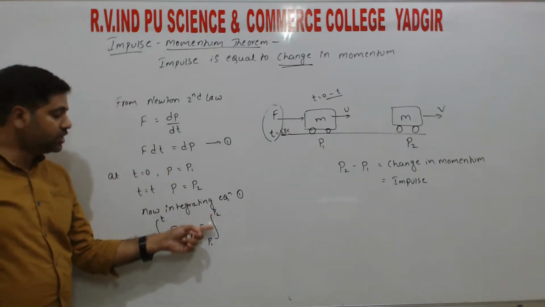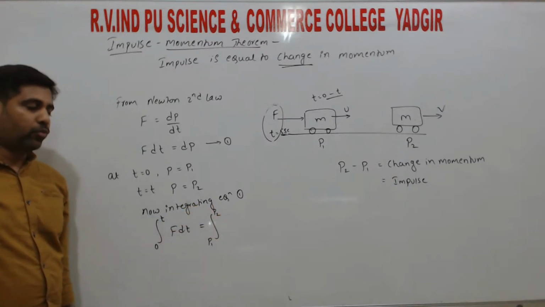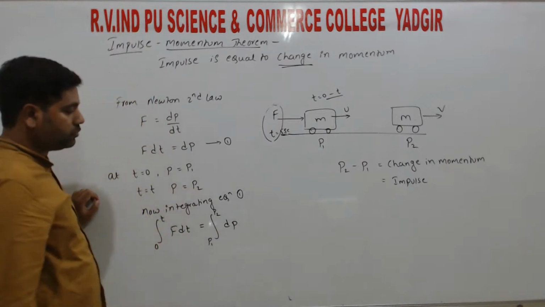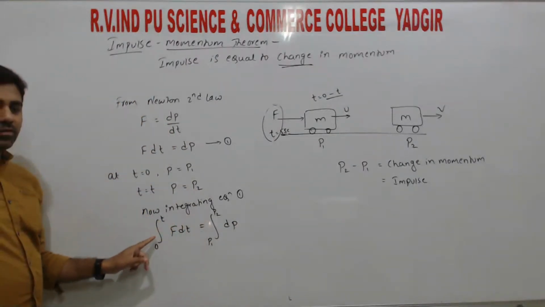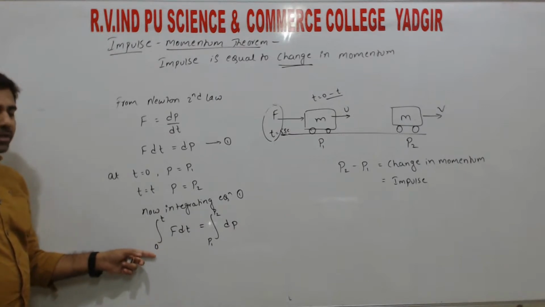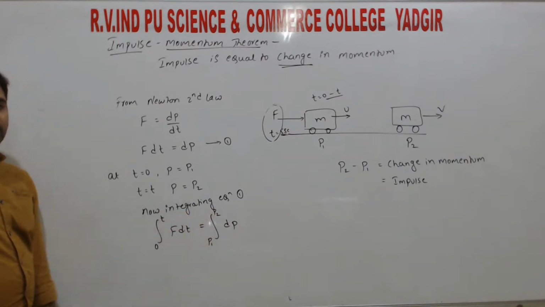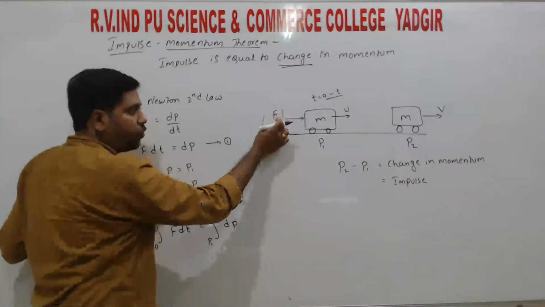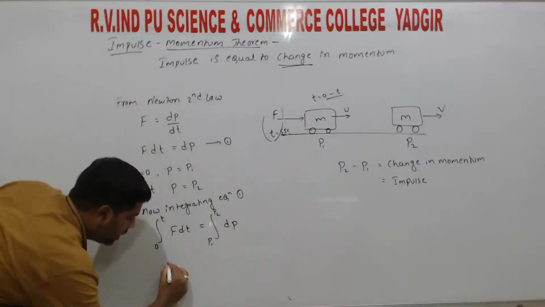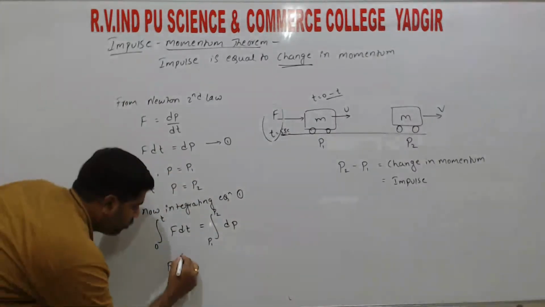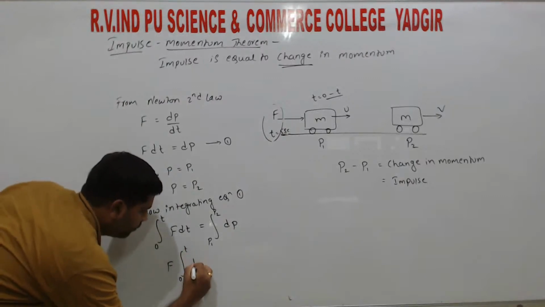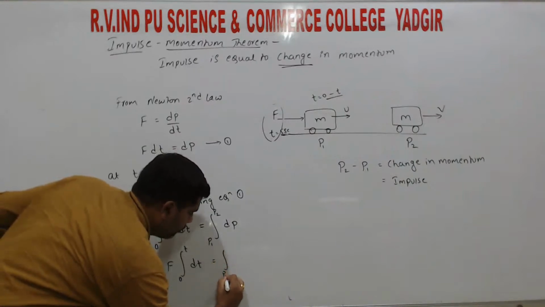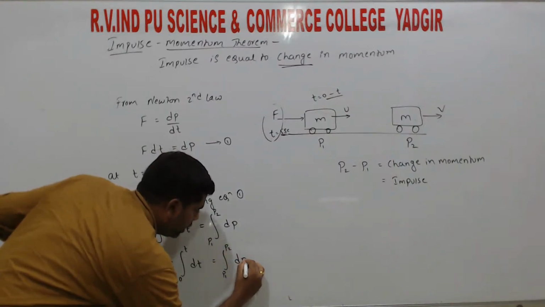So momentum changes from P1 to P2, right? That is dp. This is the integration symbol. So this is the definite integral. Definite means we have particular definite values, right? Now here we are applying a constant force, so F is constant, we can take it outside, right? So we are going to integrate only the time dt, right? That is equals to integral from P1 to P2 of dp.